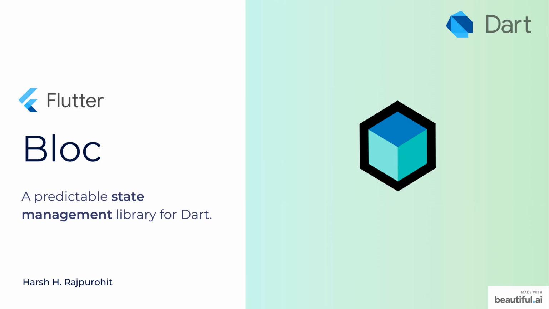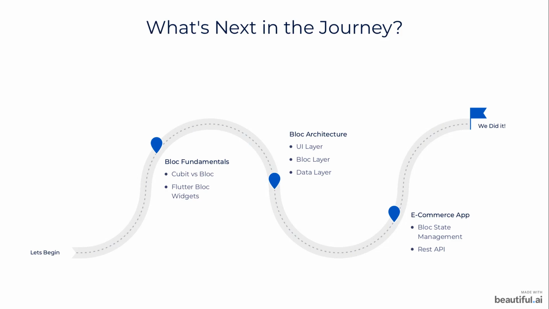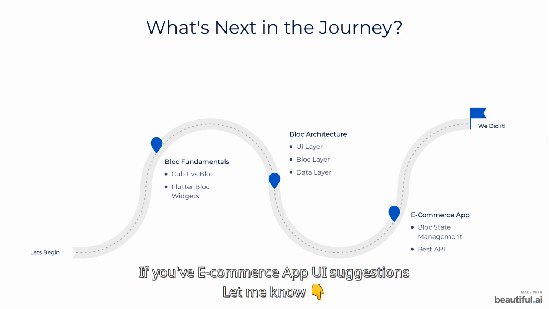In the beginning of this course, you might remember I said once we complete this journey, we will be moving to the next step, that is an e-commerce application. So as per the discussion, we started with the block fundamentals, then we moved to the block architecture, and now the last part is called the e-commerce app. I will be creating a separate course for it, and I am researching a little bit about the e-commerce application UI. So if you have any suggestion regarding the UI of the application, you can let me know in the comments, or you can simply mail me.